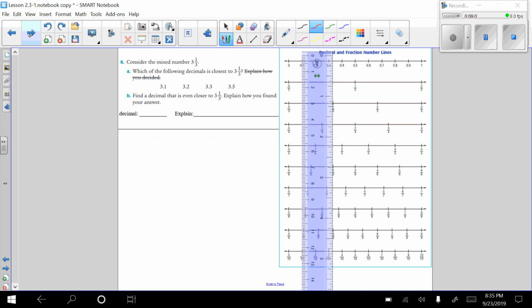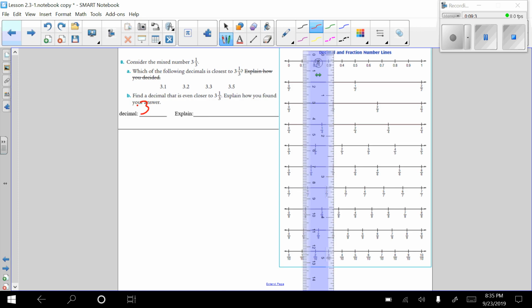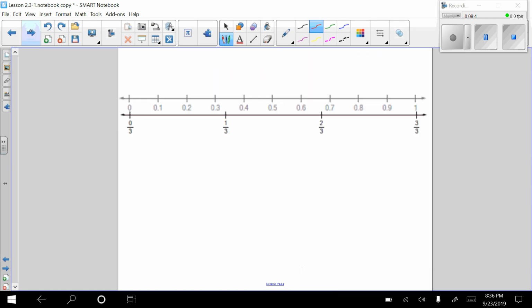Again, let's consider 3 1/3. Which of the following decimals is closest? Well, we know 3 has to be there because that's the whole number. Now, if I put my ruler on 1/3, where is it closer to? Is it closer to 0.3 or 0.4? Well, when we look at it, we can see, and here's another view, that it's a little bit closer to 0.3 than 0.4. So I'm going to say it's 0.3. And the way that we can explain that is by estimating where it falls on the number lines.